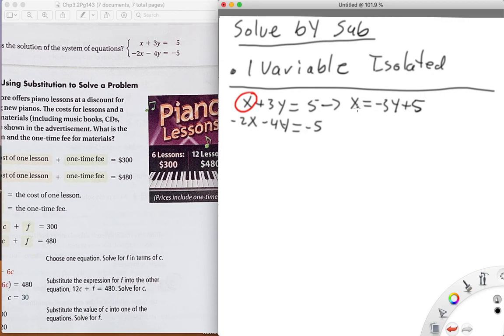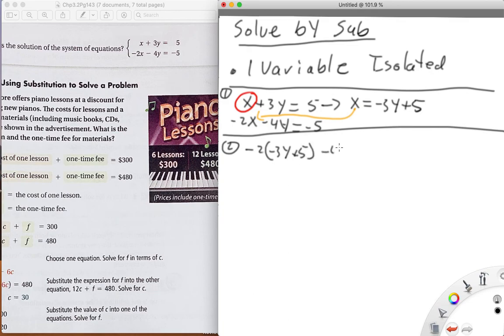Then I'm going to substitute it, hence the substitution method, for anywhere that I see x. So this guy is going to get substituted over here. So that's step 1. Step 2, I'm going to rewrite the second equation with the substitution. So negative 2 times negative 3y plus 5, minus 4y equals negative 5. Then I'm going to solve for y.